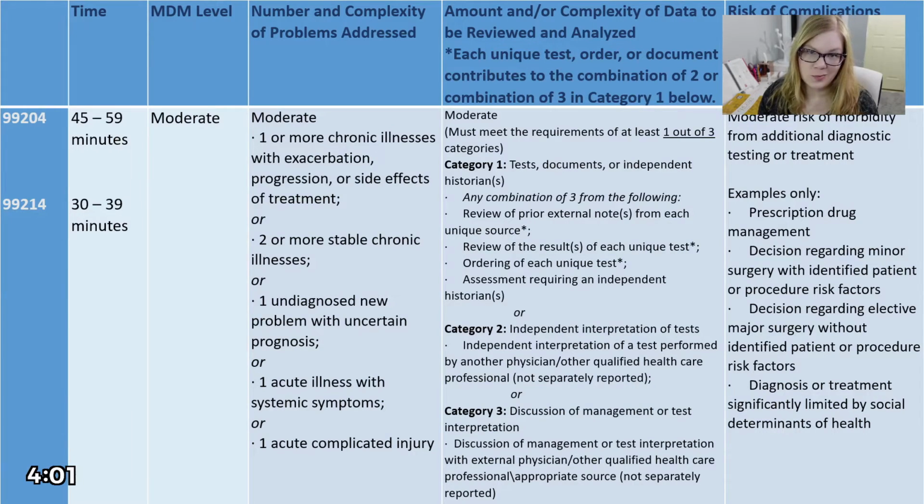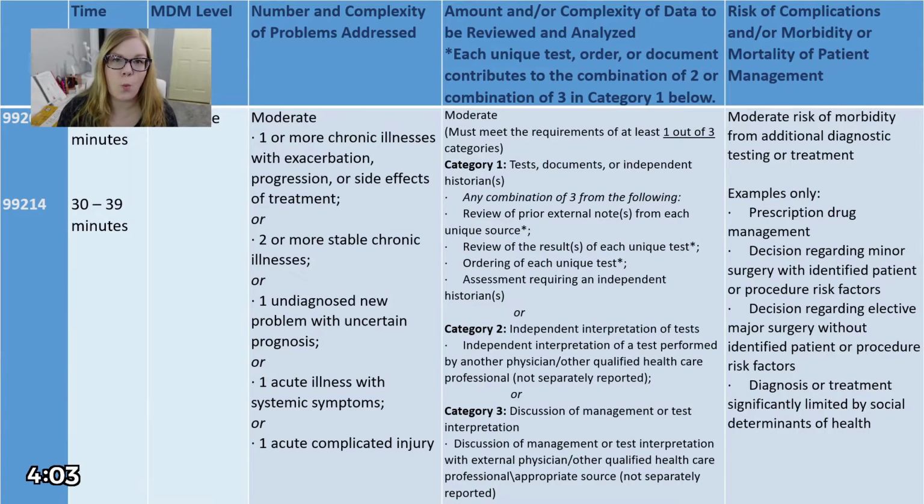Amount of data is also moderate, and that would mean that we'd have to meet 1 out of the following 3 categories. Category 1 is any test, documents, or independent historians, any combination of 3 of the following: review an external note, review a unique test, ordering of a unique test, assessment requiring an independent historian.